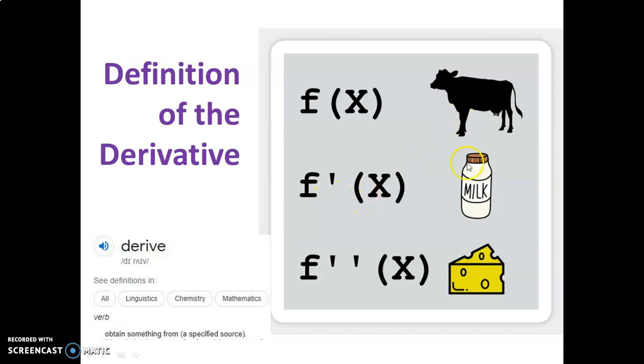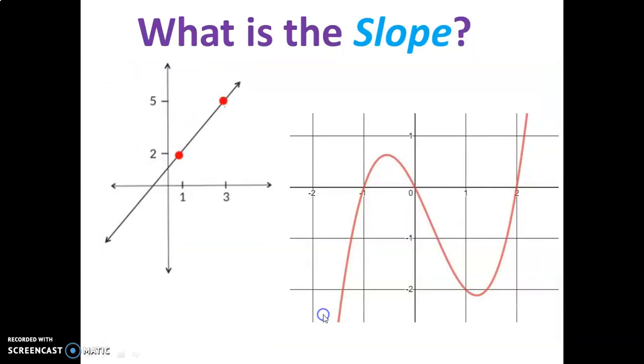And here we have this nice graphic. From a cow, we get milk, so milk is derived from a cow, and then cheese is derived from that. So we have here what is called a double derivative. Okay, let's get started with derivatives.